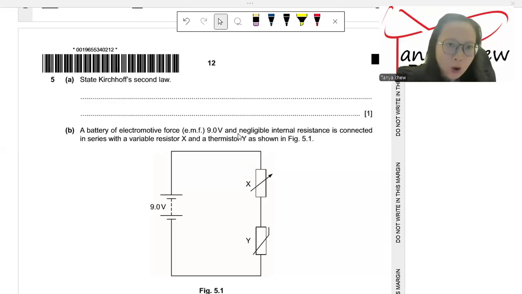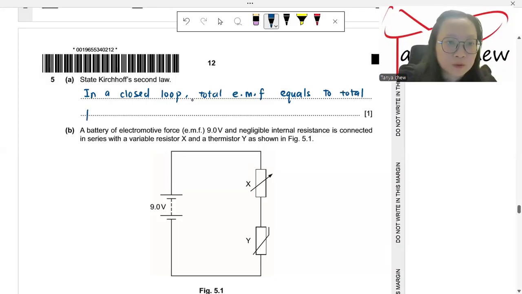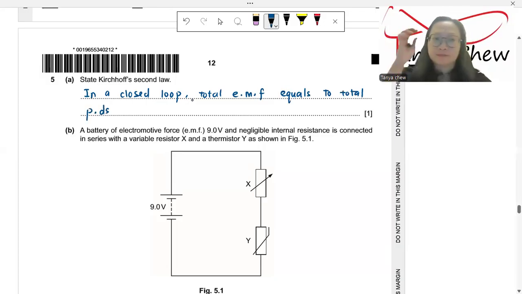What about the second law? For the second law, I state: in a closed loop, the total EMF, or electromotive force, equals the total PDs. Remember that? That's Kirchhoff's second law.